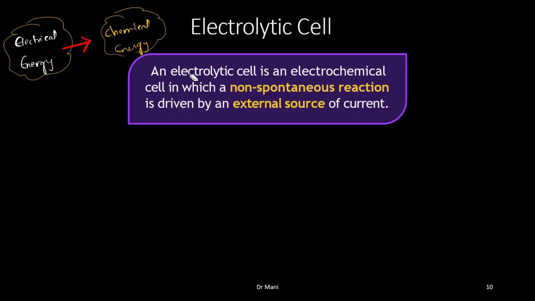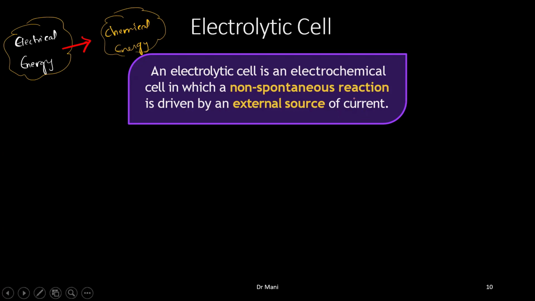So see the definition. An electrolytic cell is an electrochemical cell in which a non-spontaneous reaction is driven by an external source of current. In the galvanic cell it is a spontaneous reaction, where you do not require any external source of energy. But here it is a non-spontaneous reaction. That means it depends on the external energy, which you will be supplying like a current. Understood? Now, the Gibbs energy will be negative or positive in this case?